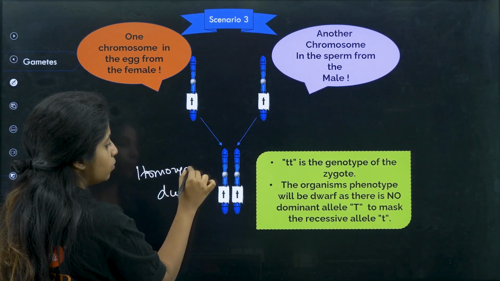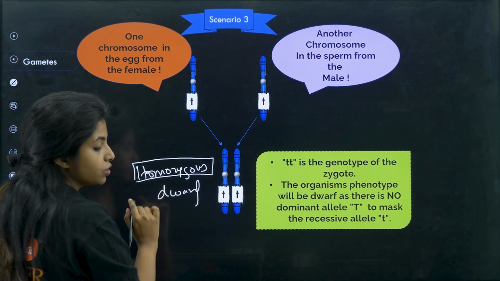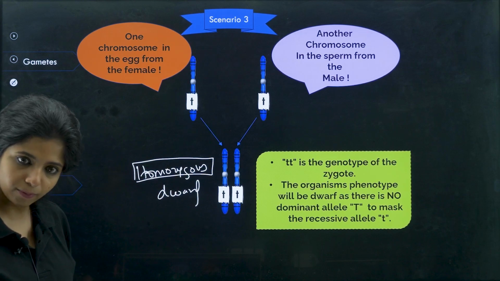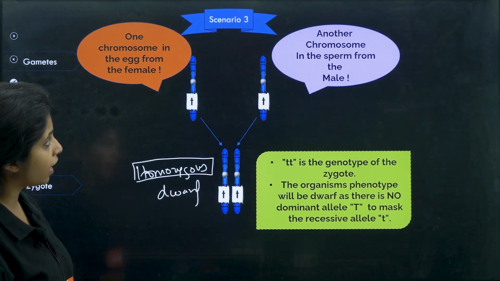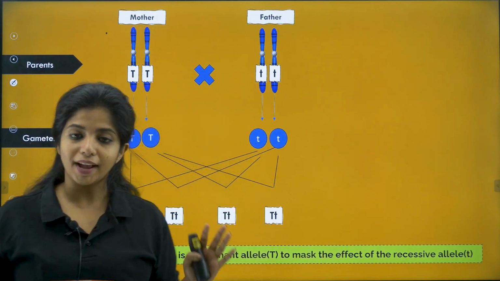So dwarfness will be only shown in homozygous condition. Recessive characters are only shown in homozygous condition. Okay, please remember that. This is also a pure breed dwarf. So these are the different scenarios that we have. Now we will see what actually Mendel did.